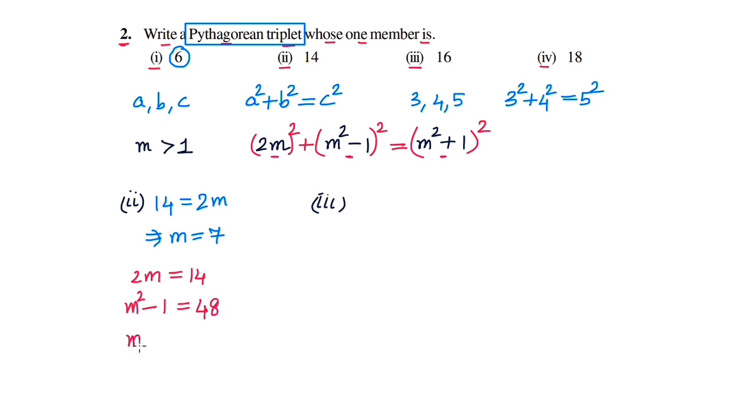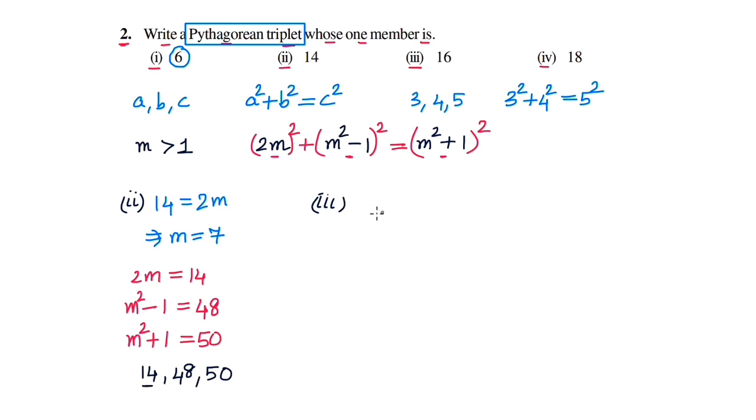Now doing it for m square plus 1. So m square was 49. 49 plus 1 is 50. So these are the 3 numbers which will form a Pythagorean triplet and have 14 as one of the members. So 14, 48 and 50 will be our result.